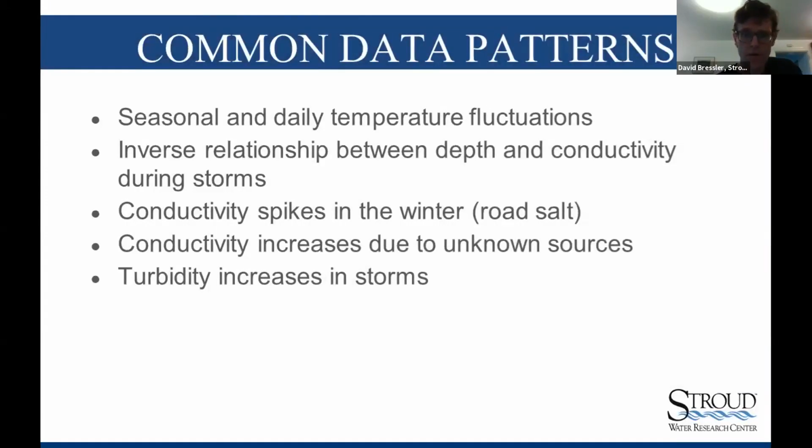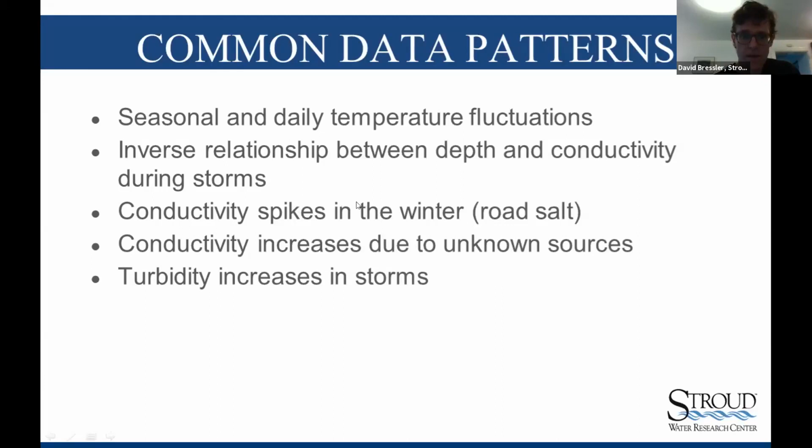So I'm first going to go through some common data patterns that we see, just very generally standard data patterns, to give everyone a feel for the basic trends we're seeing. So seasonal and daily temperature fluctuations. There's an inverse relationship between depth and conductivity during storms. That's a dilution of stream water with stormwater.